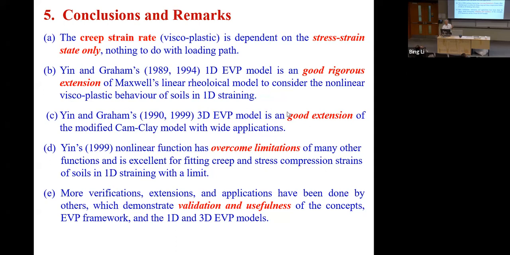And our three-dimensional model is also a good extension of the modified Cam-clay model, because the modified Cam-clay model cannot consider creep, but our models can consider creep. And also, our new nonlinear function has overcome the limitations of many other functions, like the local function I mentioned before, which has no limit. Void ratio can become negative. It certainly is wrong. And it is good for fitting creep strain, compression strains of soils in 1D straining, with a limit, okay? More verification, extension and application have been done by others and by us, to demonstrate the validity and usefulness of the concept, the framework, and our one- and three-dimensional models.